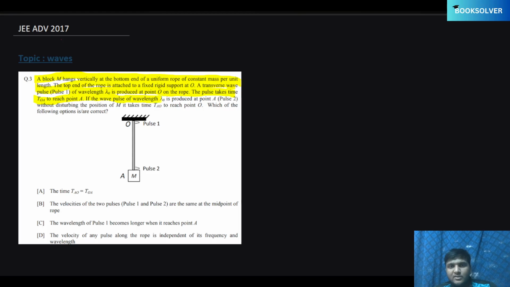If the wave pulse of wavelength lambda naught is produced at point A without disturbing the position of M, it takes time T_AO to reach point O. Which of the following options are correct?